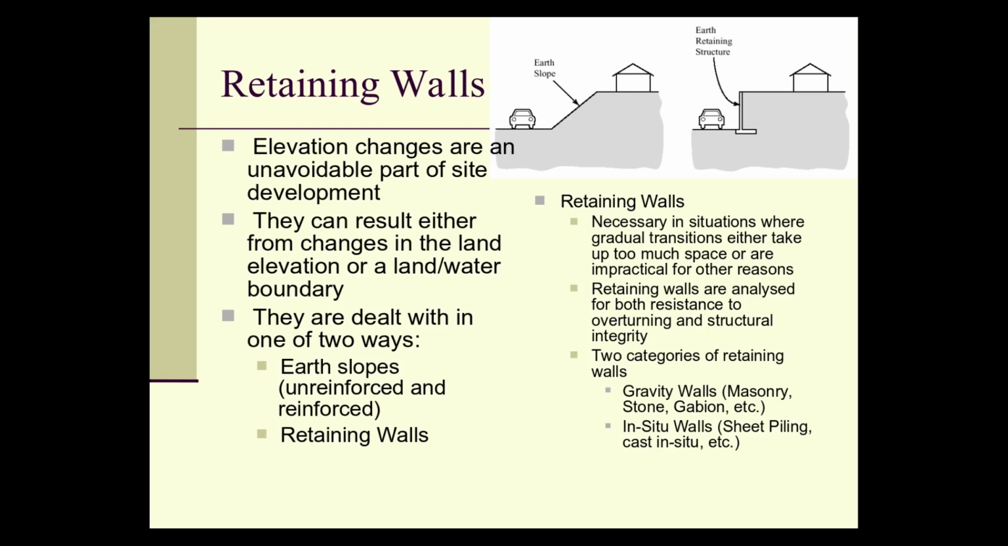There are 2 basic categories of retaining walls. We're going to come back to this again in foundations. One of them is the gravity walls: masonry, stone, gabions, etc. And the other is in situ walls. I'm going to probably save the distinction of that for later. We've got some more basic things we need to talk about first.